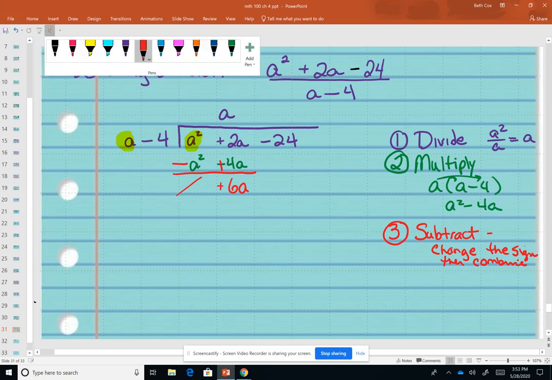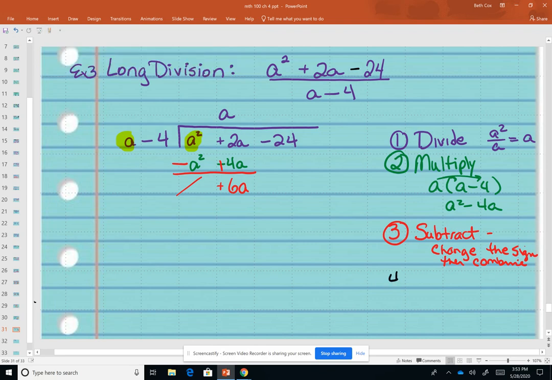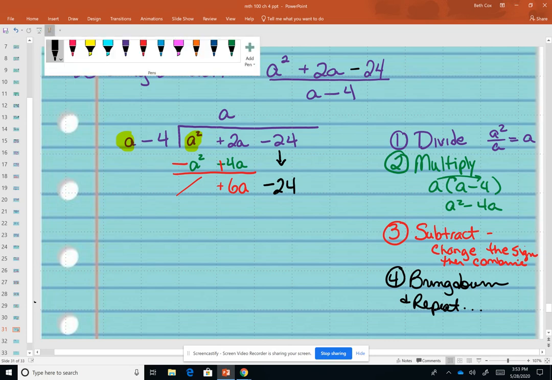And then the last step is just bring down, and we're going to repeat. Okay, so I bring down the next term, which is negative 24, and I'm going to start this whole process again. And we'll start with the colors again. I'm going to try to keep it the same color.